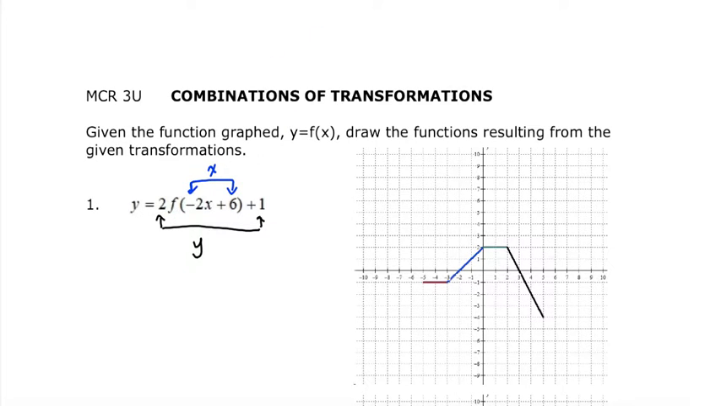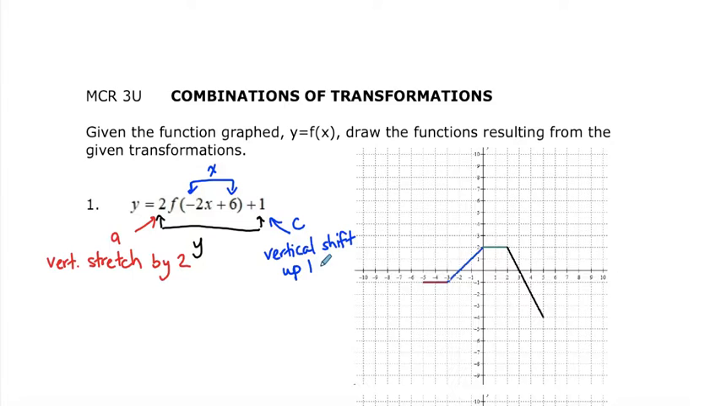So we know that in terms of our A value, which is the 2 here, this refers to a vertical stretch, and it has a vertical stretch by a factor of 2. We know that our C value represents either a vertical shift, either up or down. So this tells us that we have a vertical shift, and because it's positive, we're moving it up 1 unit.